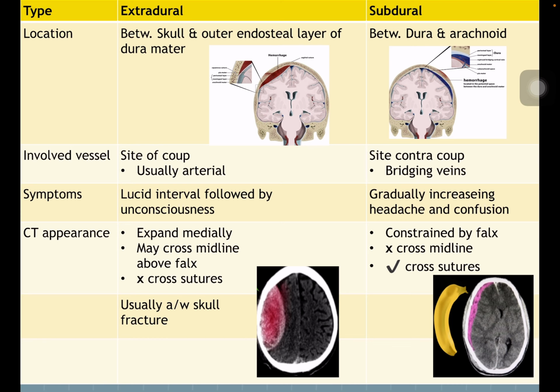So for the CT appearance, the difference is this. In extradural, the bleeding might expand medially. It may cross the midline above the falx, but it cannot cross the suture, and it is usually associated with skull fracture. Compared to the subdural, which is constrained and limited by the falx, it cannot cross the midline, but it can cross the suture, and the shape is different. Here it is lentiform in shape. This subdural is banana or crescentic in shape.